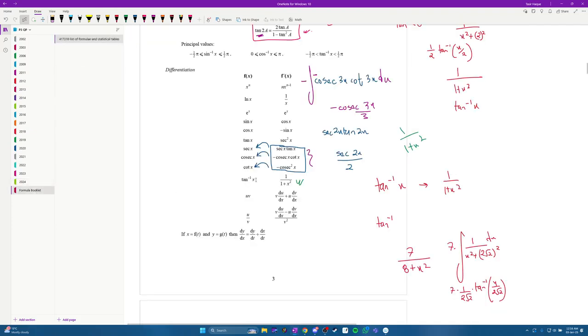I know that the differentiation of tan inverse x is 1 by 1 plus x square. So the integration will be something like this. If you integrate this, look, you can take the 7 out and you can write this as x square, and 8 is root over of 8 is 2 root 2. So 2 root 2 whole square. So the integration will be tan inverse of x divided by 2 root 2, and outside in the denominator you will have the 2 root 2.